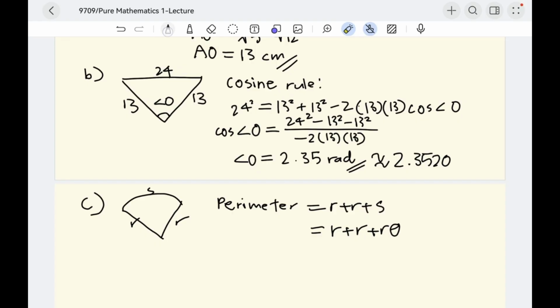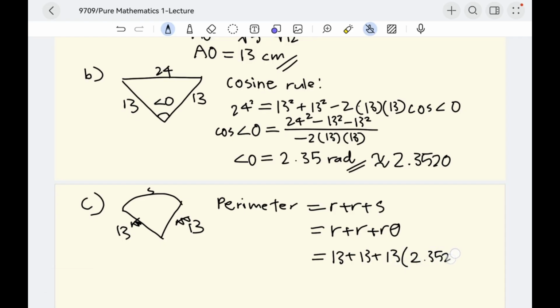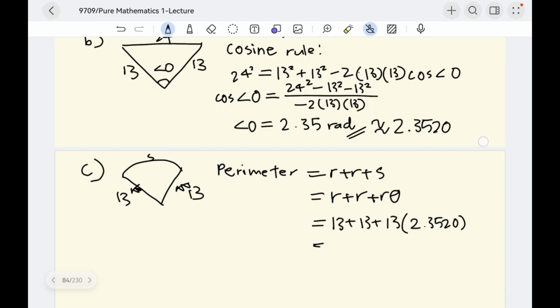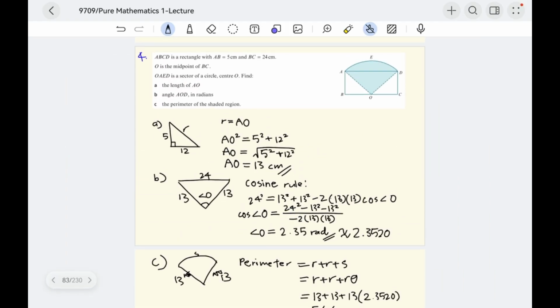Alright, so the R is 13 and your angle is 2.3520. 13 plus 13 plus 13 times 2.3520, and use your calculator to calculate the final answer of the perimeter of the sector. So eventually you will get 56.6 cm. So that's all for this question. Thank you.